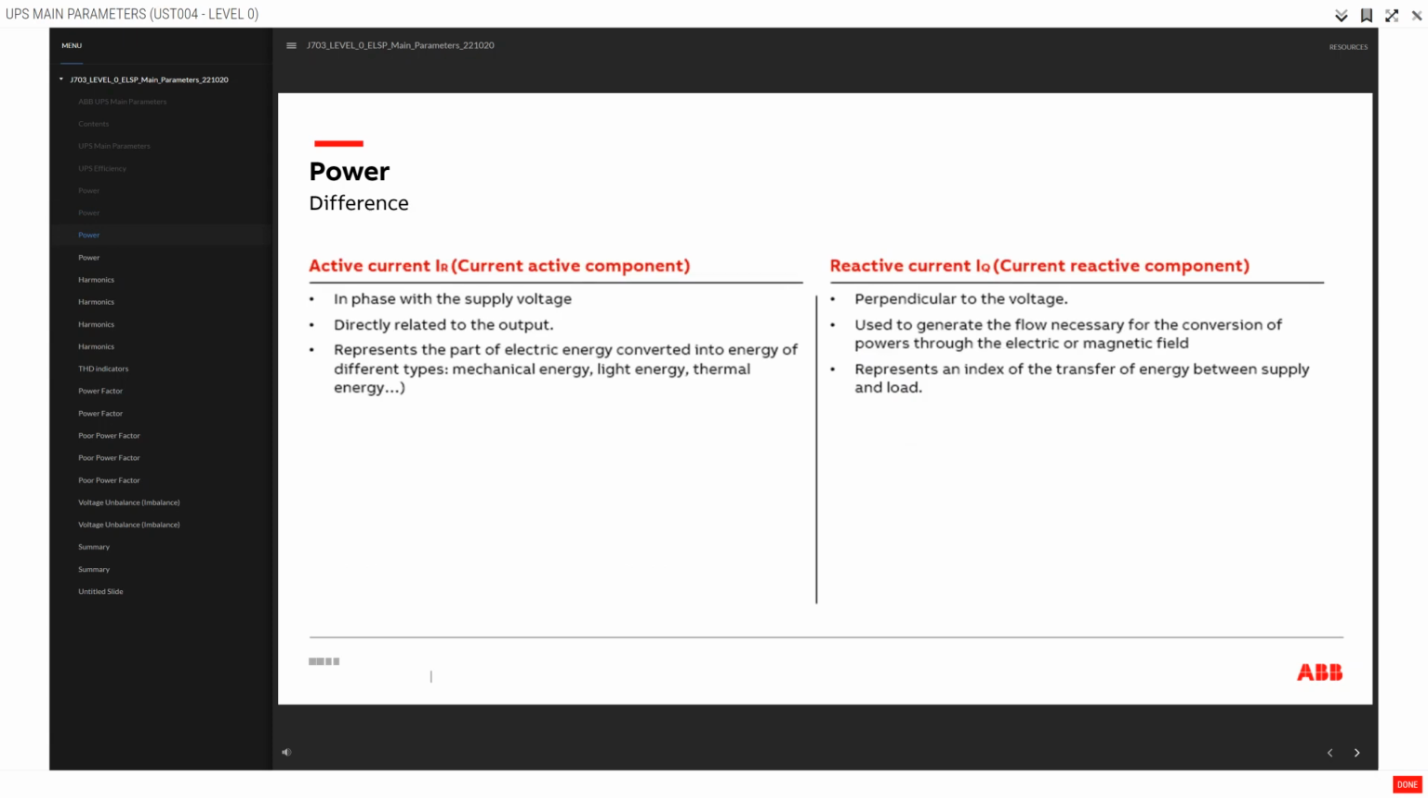Active and reactive power differences. Active current, current active component. In phase with the supply voltage, directly related to the output. Represents the part of electric energy converted into energy of different types: mechanical energy, light energy, thermal energy. Reactive current, current reactive component. Perpendicular to the voltage. Used to generate the flux necessary for the conversion of powers through the electric or magnetic field; represents an index of the transfer of energy between supply and load.